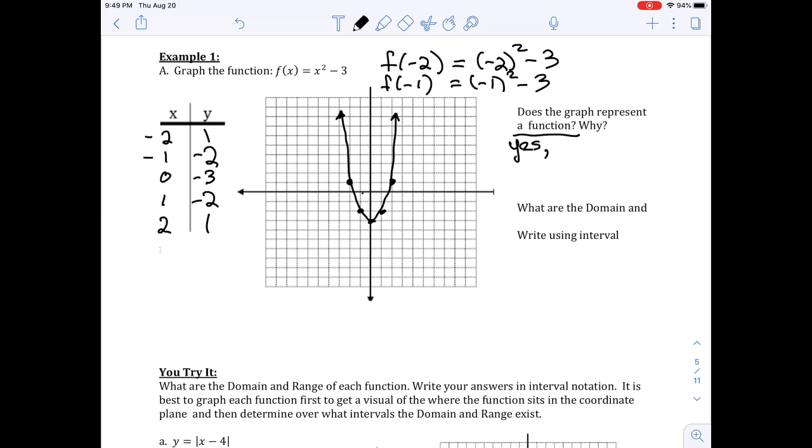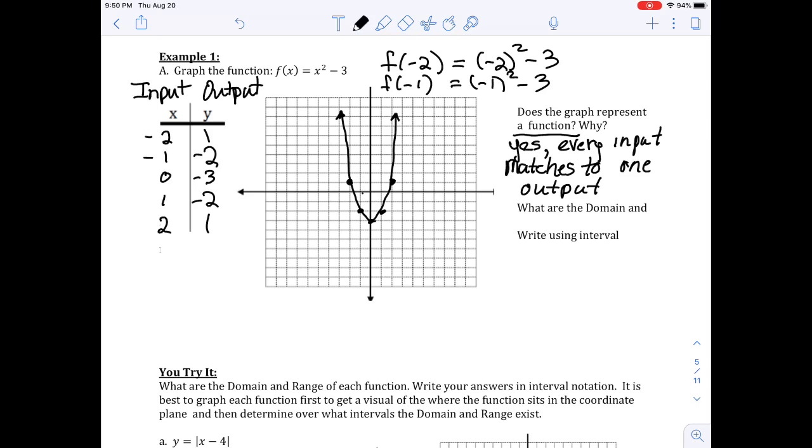Does the graph represent a function? Yes. And the reason that it represents a function is because every input, and I made up those inputs, -2, -1, 0, 1, 2, matches to one output. So now I'm using these words input and output. My x's would be referred to as my input, my y's referred to as my output. You put the number in, you calculate the rule of the function, and a number comes out.